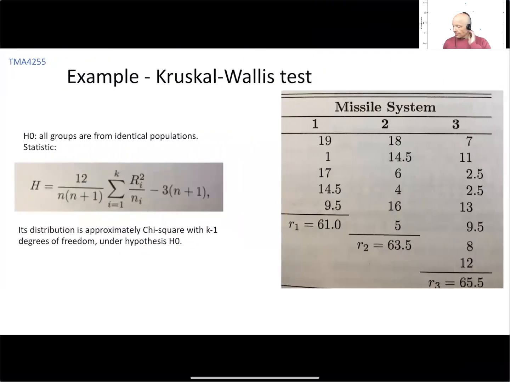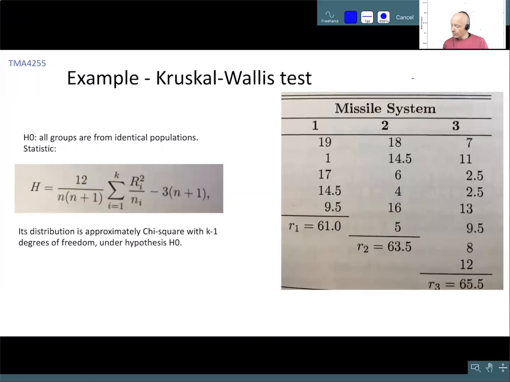And this is done here in the table. We look at all samples and check their ranks. The ranks for the first group are 1, and then it's shared with this one 9.5, and these other ranks, and in total we get 61. For the second group, we have ranks 4, 5, 6, which are rather small, but then there are also some bigger ranks here, and we get 63.5. The third group has a few small ones, but then it also spreads out with some higher ranks and gets 65.5.